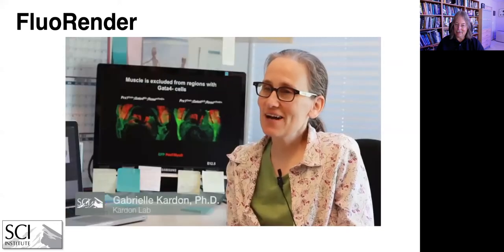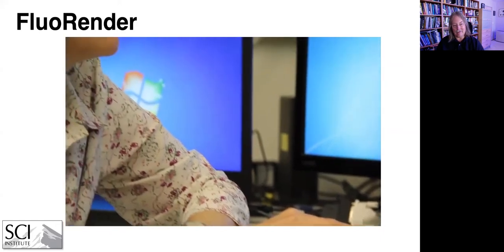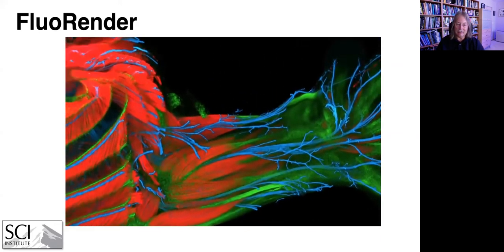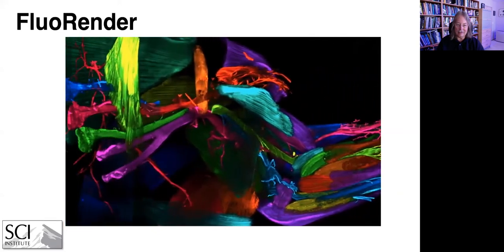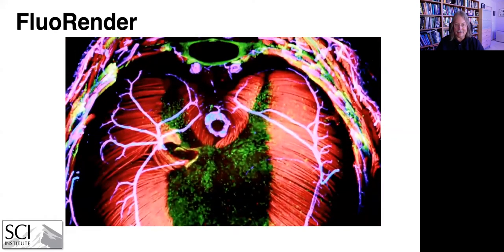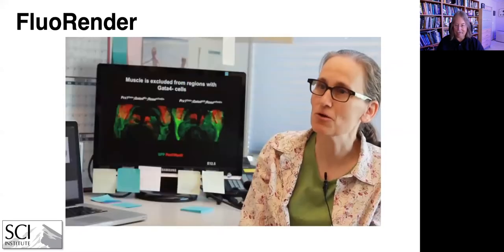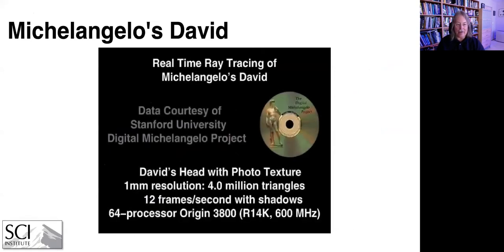The Cardin lab works on congenital defects in muscle development, such as congenital diaphragmatic hernias. We're using it to image developing limbs and developing diaphragms, which are very complex three-dimensional structures. So I would say that we would be unable to do any of our work unless we had flow render. That's the kind of feedback we like to have from our collaborators.